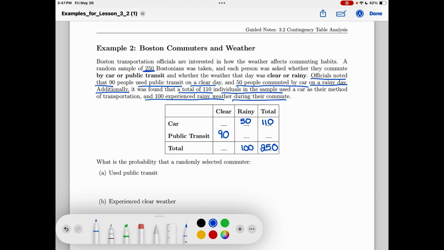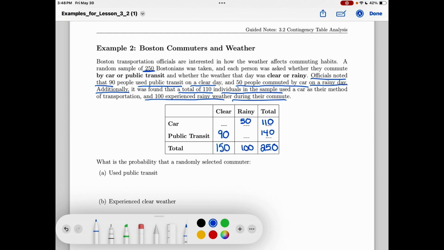Now, even though we're not given the rest of the information, we could easily fill it out because we have enough information to do that. I know if there's 100 people that experienced rainy weather, thinking about the complement, I know there's a total of 250 and 100 experienced rainy weather. So I know that 150 experienced clear weather. Because 110 people used their cars that day, I know that 140 have to use the public transit because it has to add to 250 for the total.